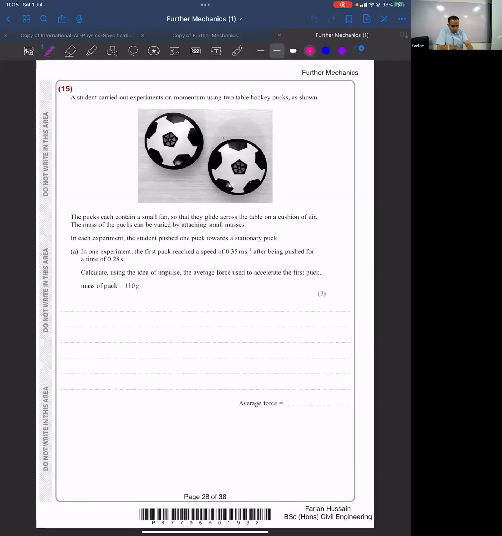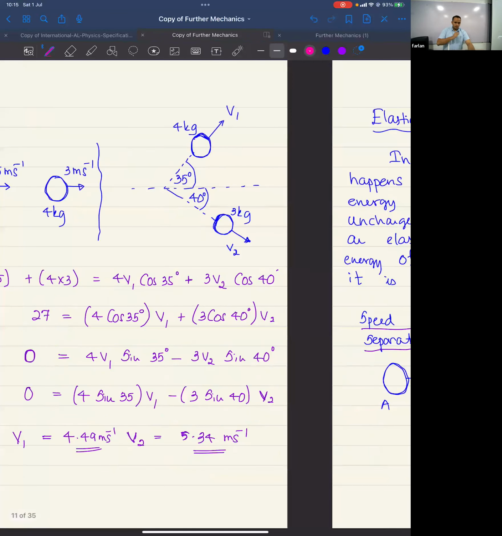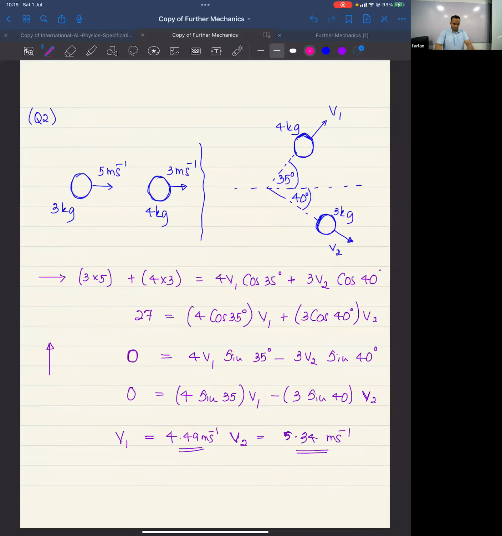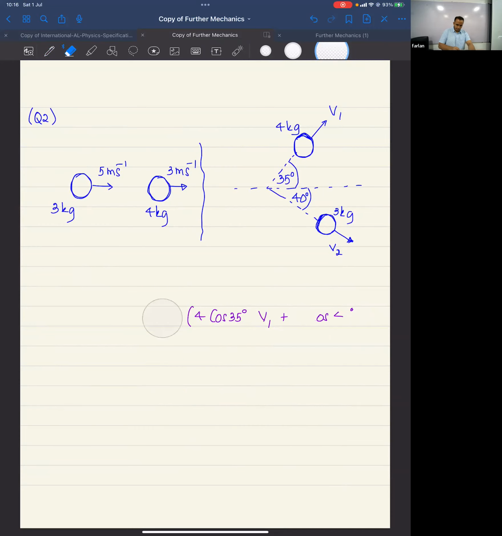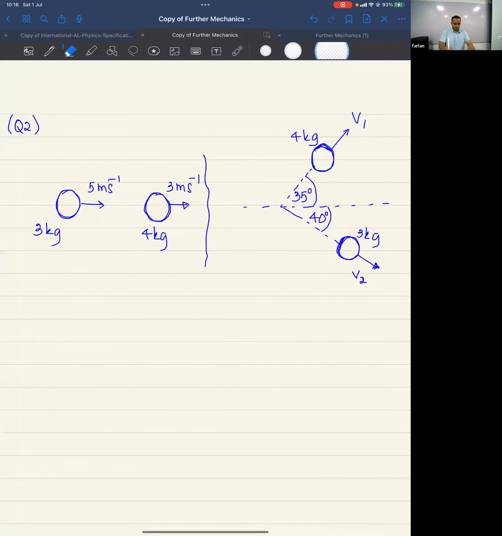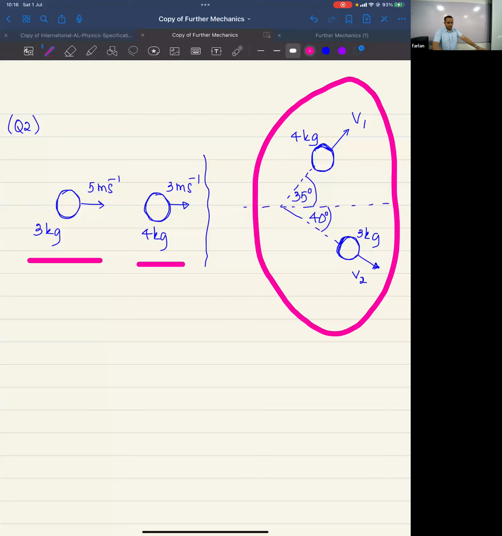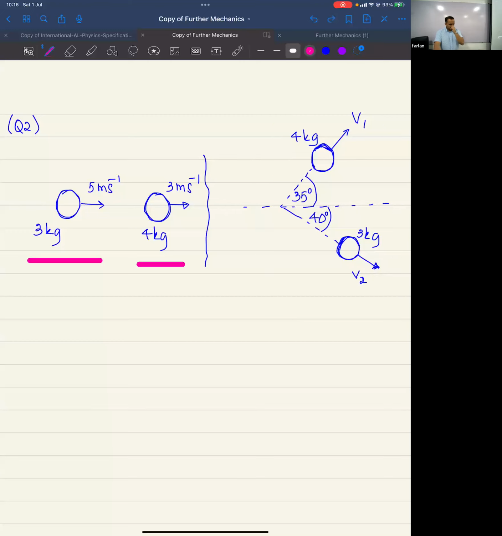Right, guys, try one more question. Draw this diagram. Let me tell you what is happening here. There is a 3 kilogram object moving at a speed of 5 meters per second, a 4 kilogram object moving at a speed of 3 meters per second, and then the collision happens. After the collision, these are their directions. This is 35 degrees. This is 40 degrees.